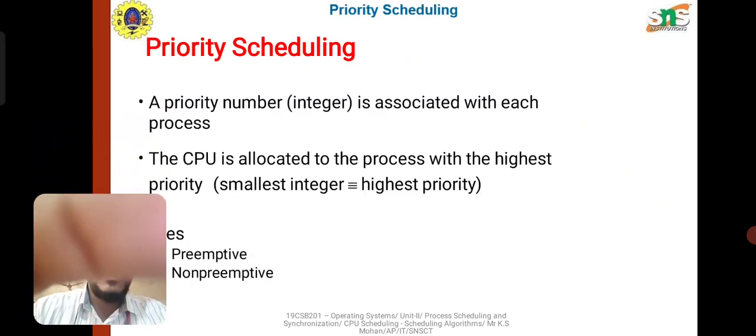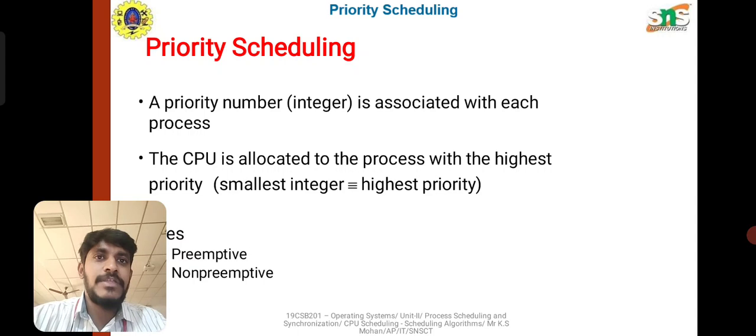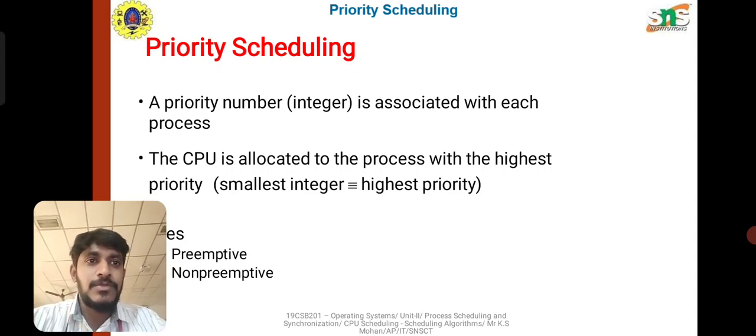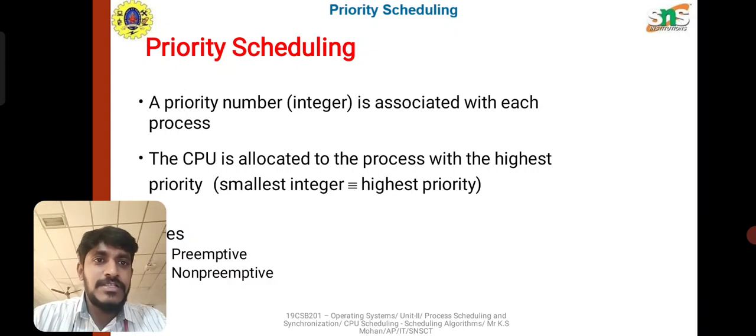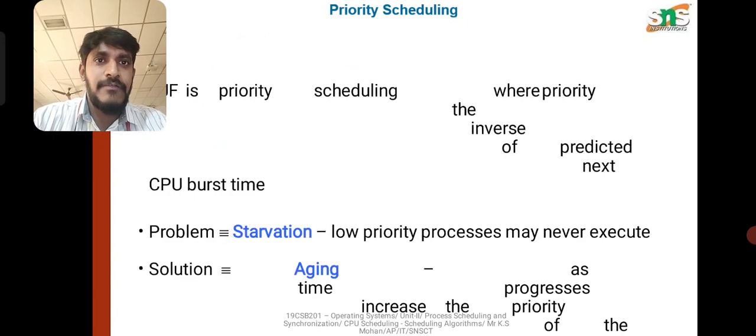Priority scheduling is the next topic. Priority scheduling is an important algorithm used to decide which process is given more priority. A priority number is associated with each process. The CPU is allocated to the process with the highest priority, where the smallest integer means the highest priority. There are two types of priority scheduling: preemptive and non-preemptive.